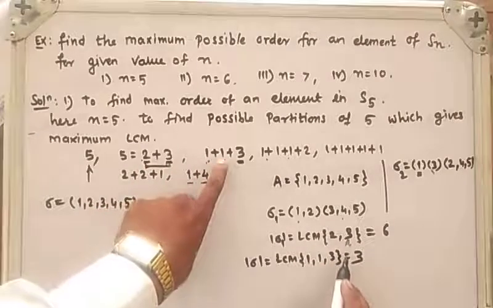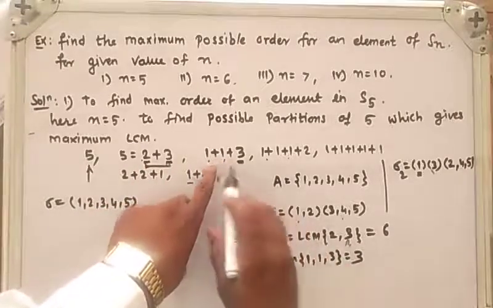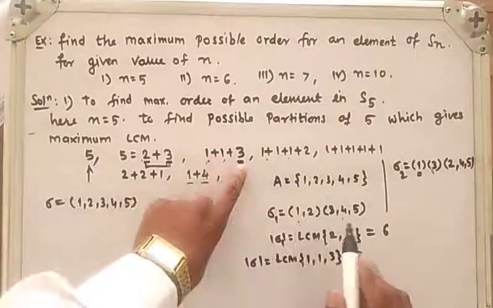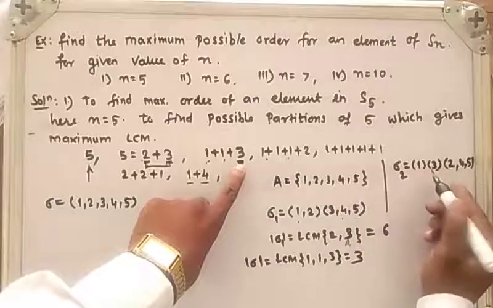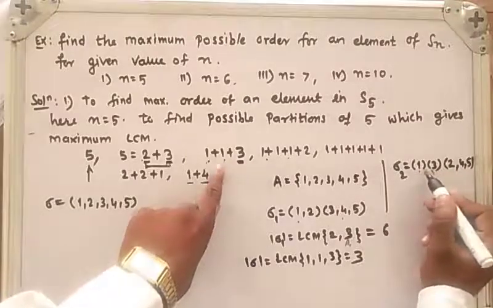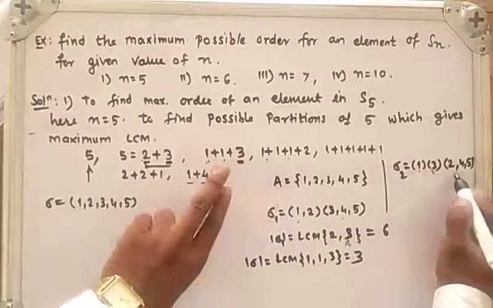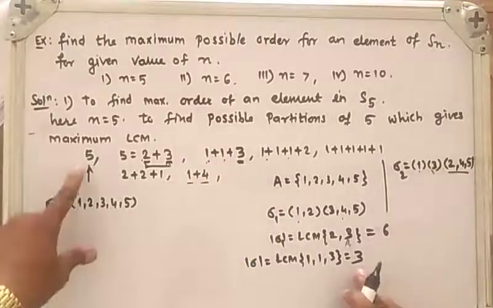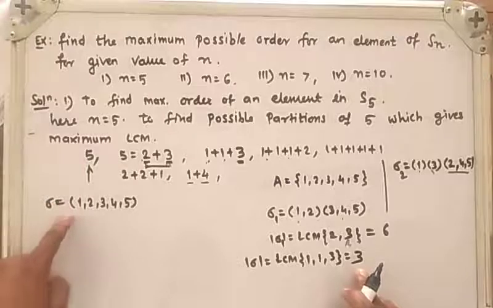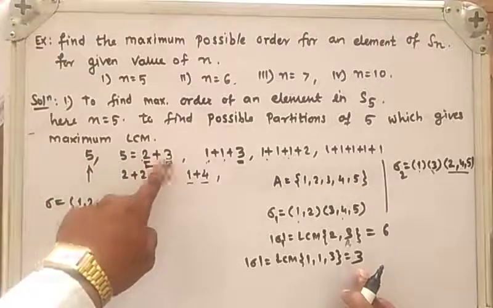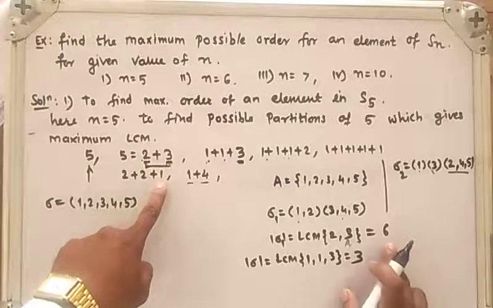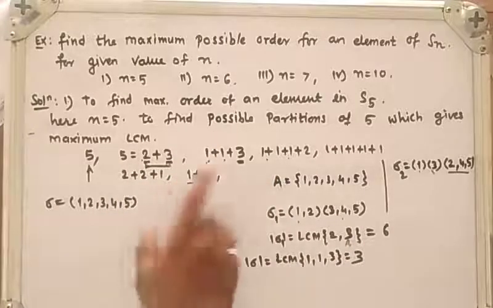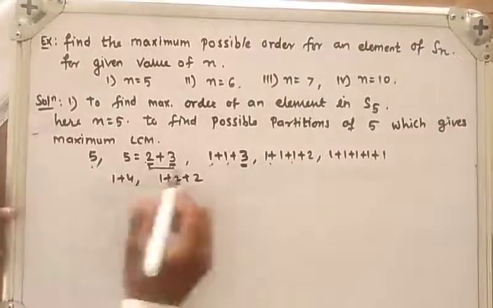Now 1 plus 1 plus 3 means what? It has 2 cycles having 1 element and 1 cycle having 3 elements. So an example is like this, 1 3. So it has 2 cycles having a single element and 1 cycle having 3 elements. So the LCM of this will be 3. Here 5 has LCM only 5, and 5 can be written as 2 plus 3, which has LCM 6. Among these, what is the largest LCM? We will get 6.